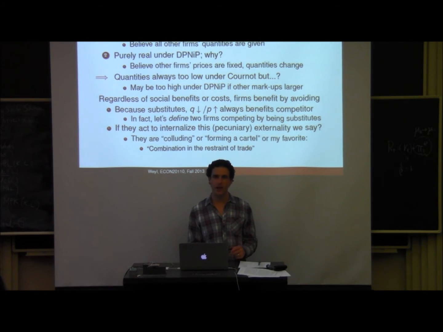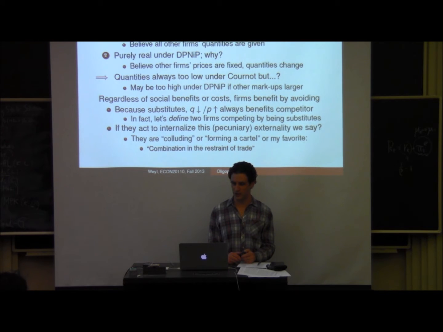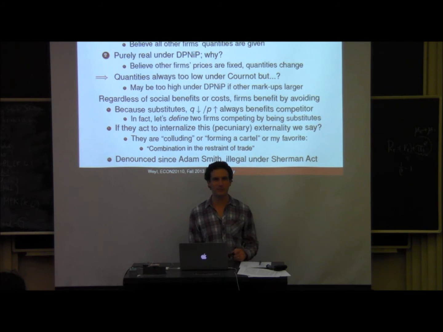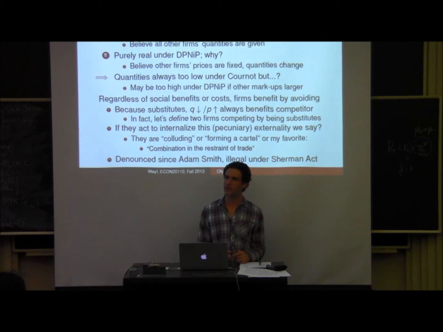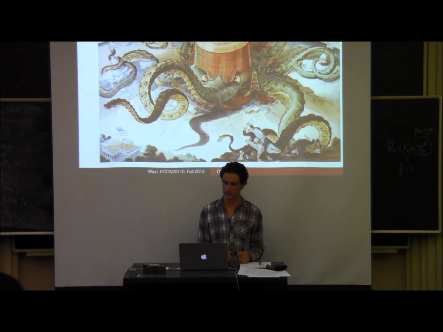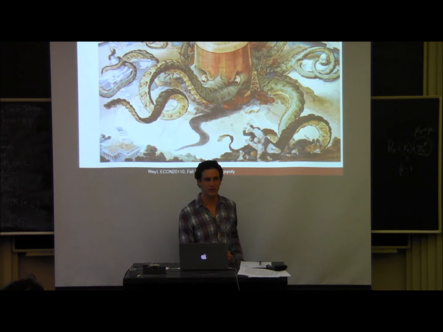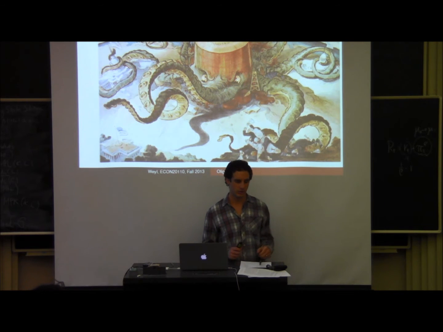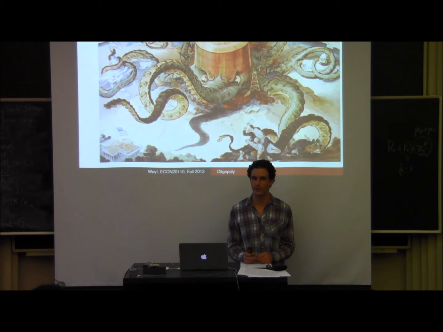Right. And my favorite phrase for this is a very old-fashioned one, combinations in the restraint of trade. And these have been denounced by economists ever since Adam Smith. So Adam Smith said that people who are in the same industry as one another rarely meet on friendly terms unless it's in a conspiracy against the public interest. And this was made illegal under the Sherman Antitrust Act. So the reason that the Sherman Antitrust Act got passed was because people were really concerned about the power of these combinations in the restraint of trade.